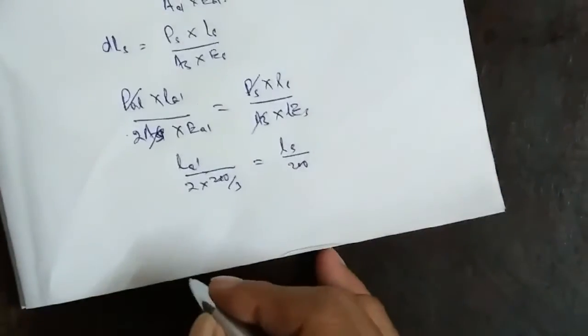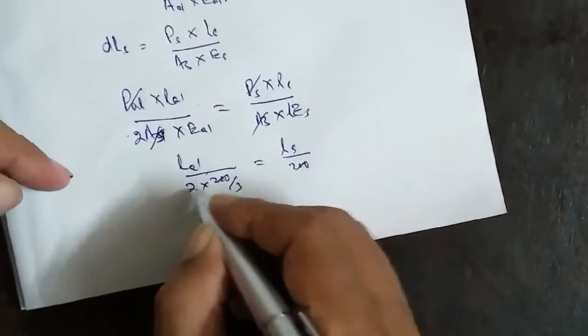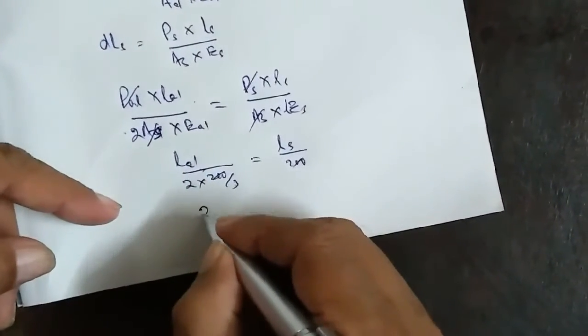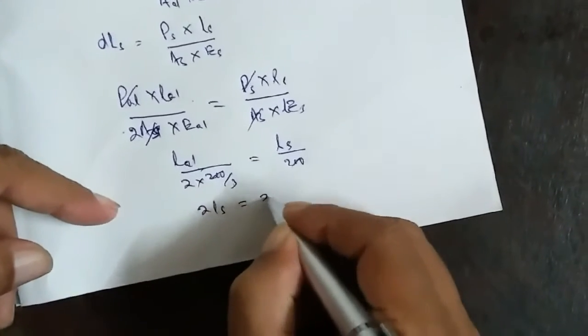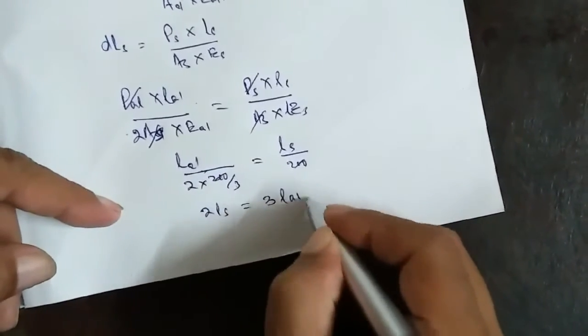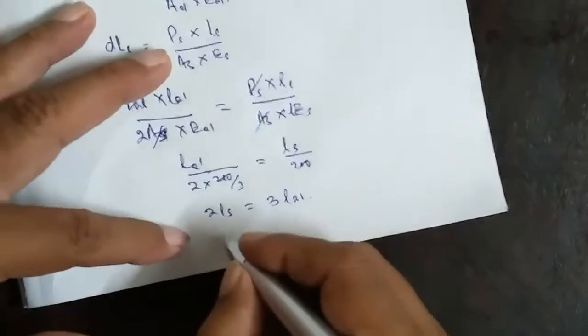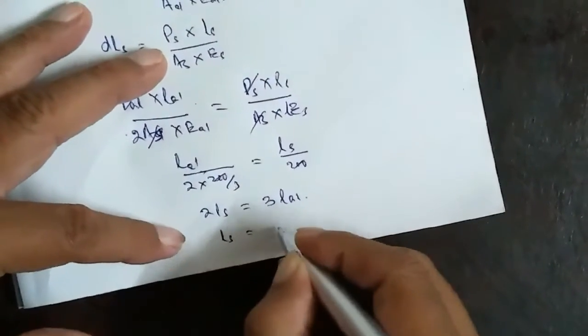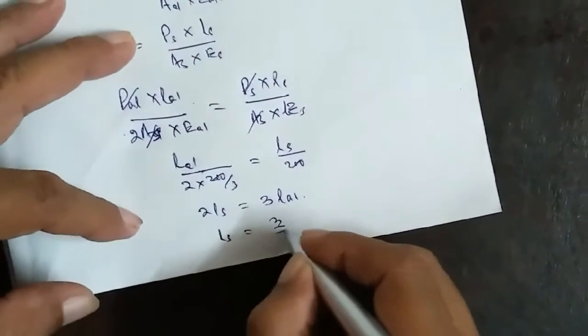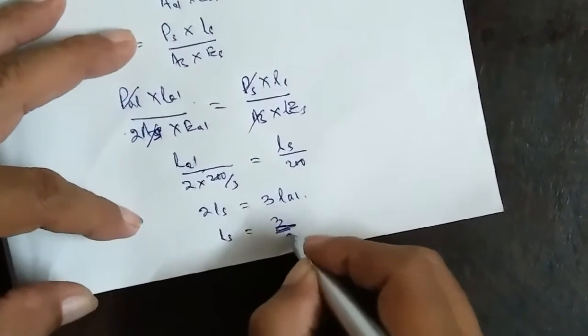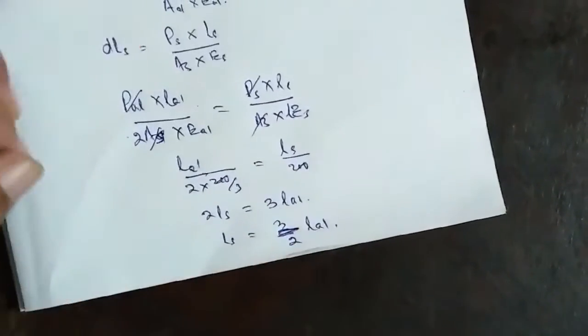Finally, what we find is this 3 will go up, 2 will go this side. So 2 of LS is 3 of LA. That means LS is equal to 3 by 2 of the length of aluminium.